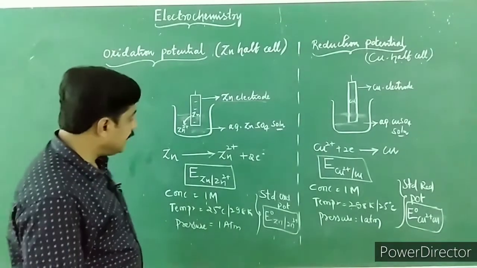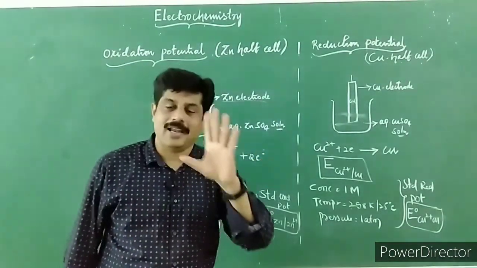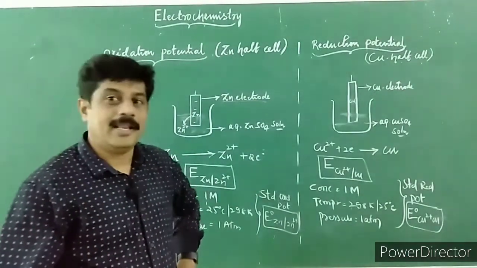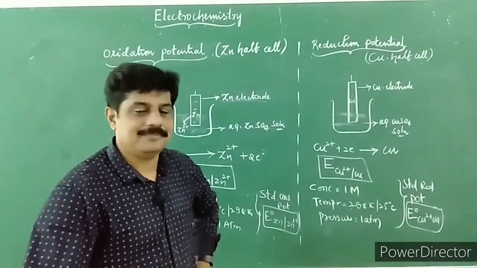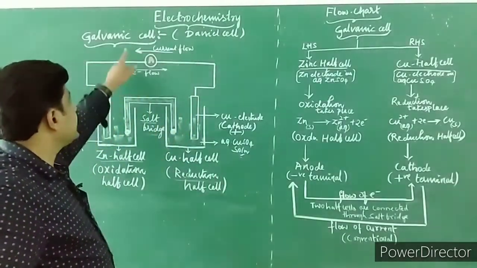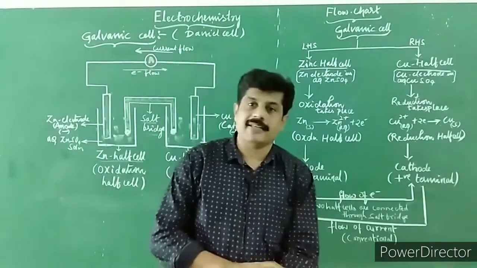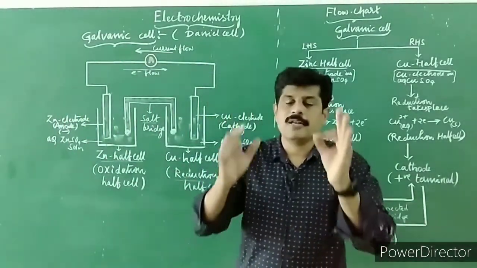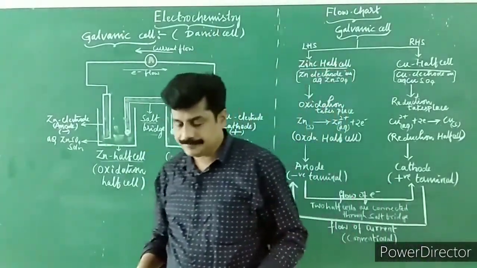Children, these are the terms which are very important in order to understand the working of an electrochemical cell like galvanic cell or Daniell cell. Children, let me take up the next topic, galvanic cell. To illustrate a typical galvanic cell, let me consider one of the simplest galvanic cells, that is Daniell cell.